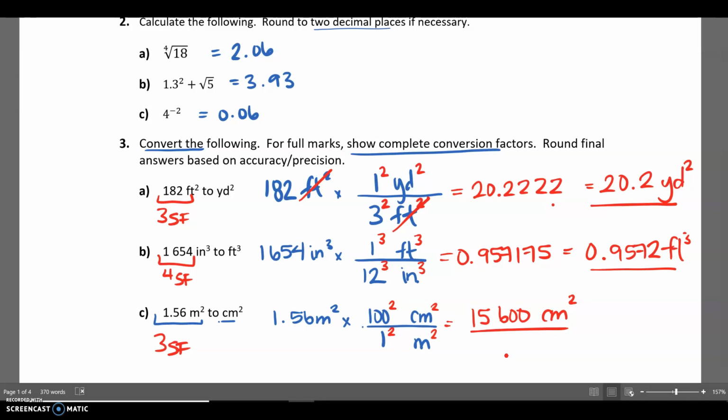This is the solutions to the first page of the Module 2 pretest. The next video will take you through the second page.